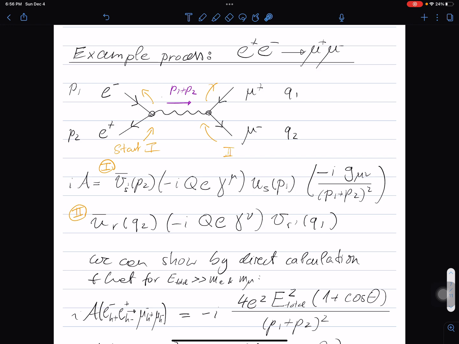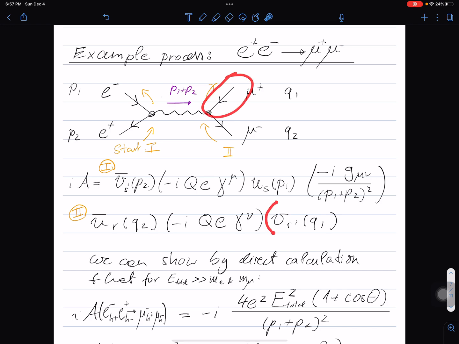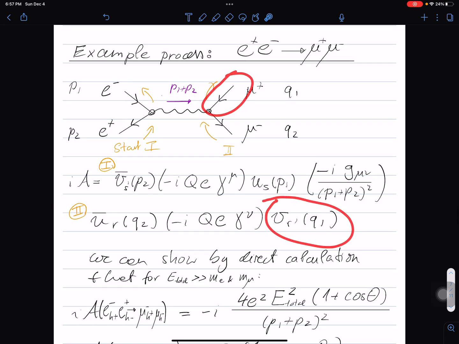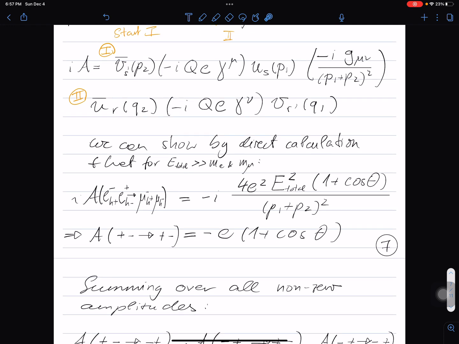Now here again we go against the flow of the arrows. We start with the outgoing muon, and we get the u bar from the outgoing particle. Now there is the interaction vertex Q e gamma nu, and then the outgoing antiparticle gives us the spinor v without the bar. We also have spin indices here that we will not discuss in more detail, but they are actually relevant later for the evaluation of amplitudes.